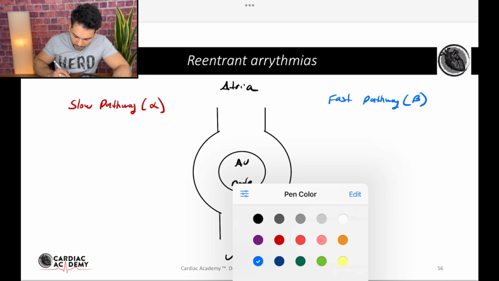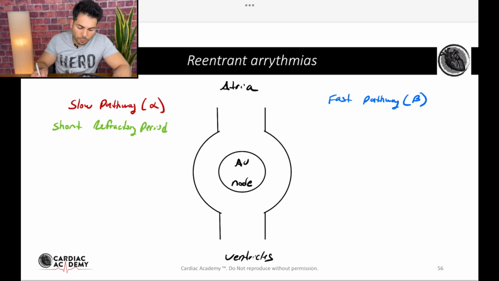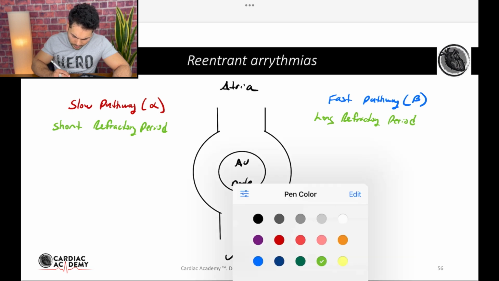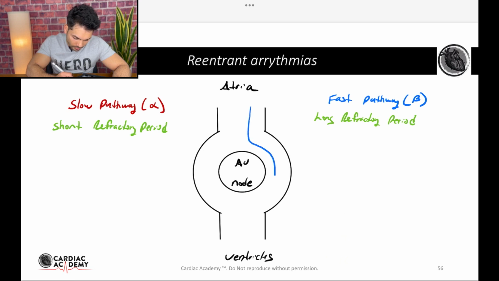I'm going to establish some things about them. So the slow pathway has a short refractory period, and the fast pathway has a long refractory period. And we'll see what that means in a second. Okay? So we said that there's a fast and a slow pathway. That means that when a depolarization occurs at the level of the SA node, it will go to the AV node, and when it goes through the fast pathway, it will just go quickly down to cause a ventricular depolarization.